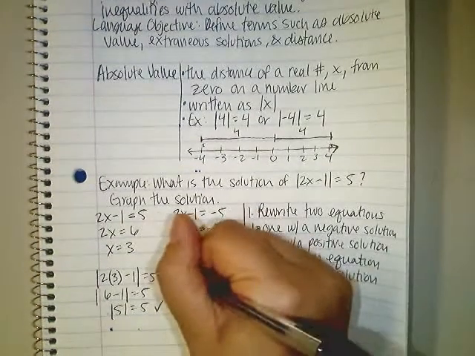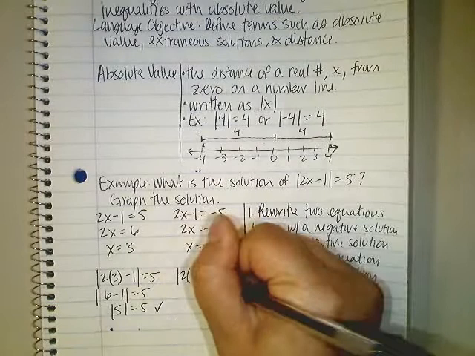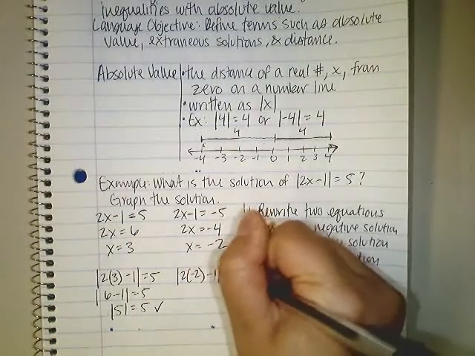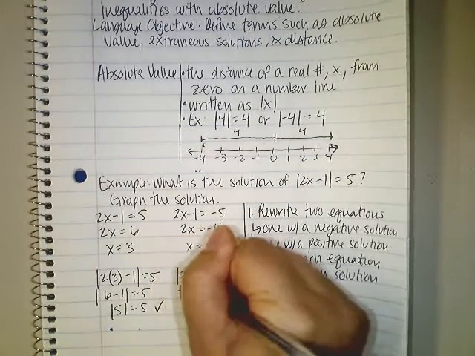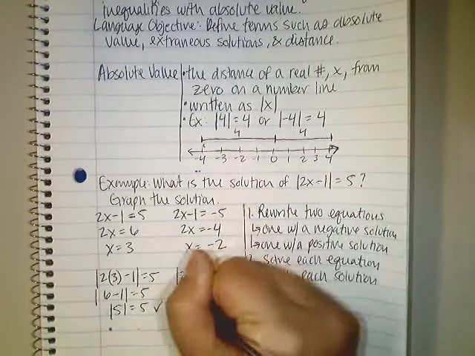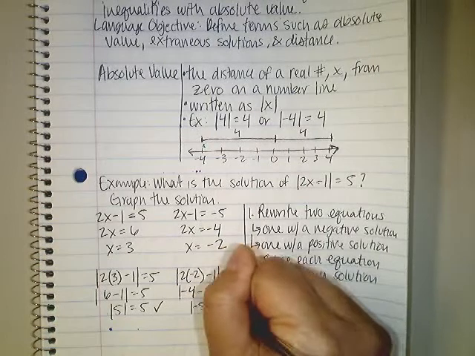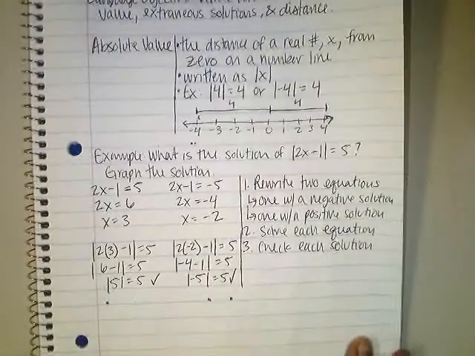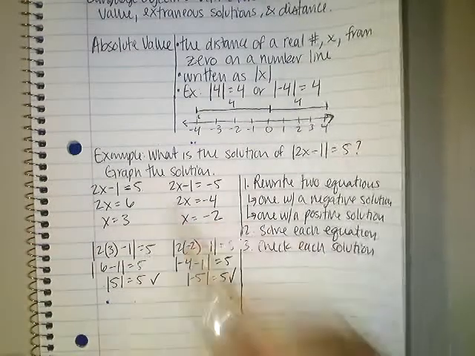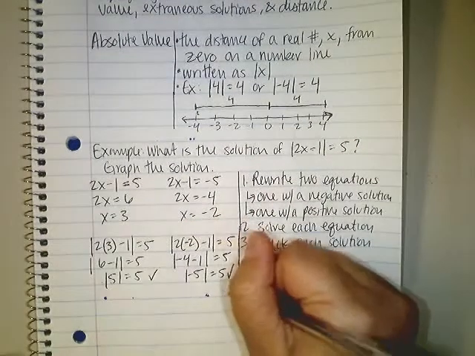If I do the same thing with -2, I know -2 times 2 is -4, minus 1. Absolute value of -5 is equal to 5. That is indeed true. So both my solutions check out. That one's all good. So the last step, I've got to graph my solution.